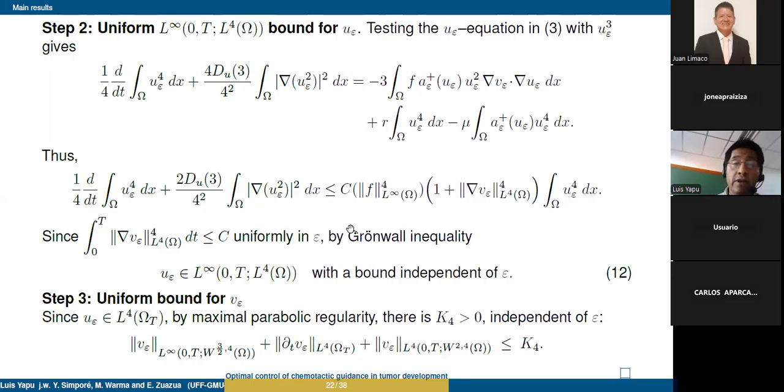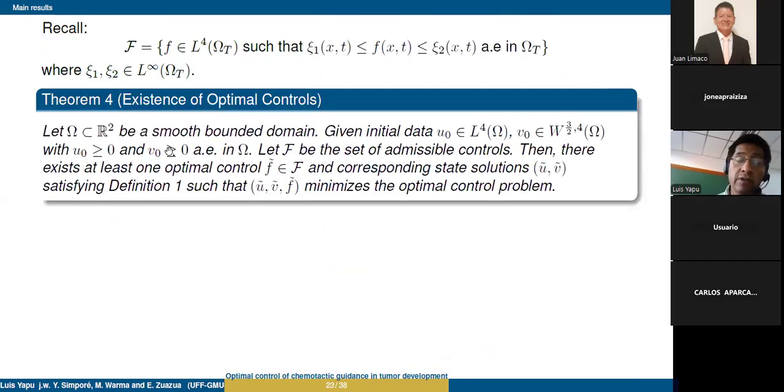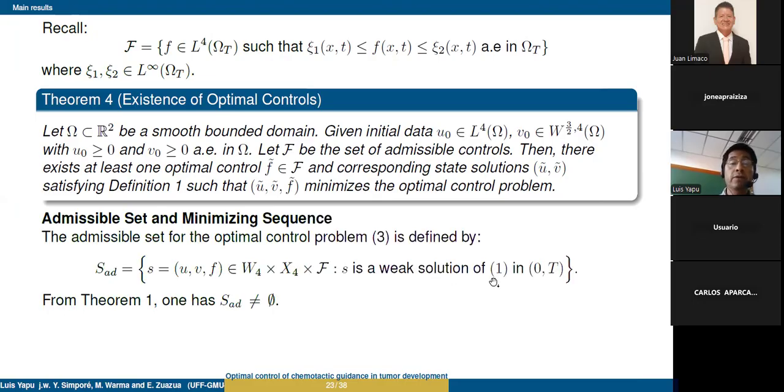Now I have to discuss the existence of the optimal controls. This is a classical result. For the existence of optimal controls, we have an admissible set of controls F, the same that I presented before. And it says that there exists a point which minimizes the problem.